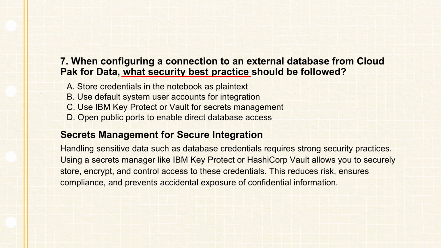Right. A, B, and D are all major security no-nos. Storing passwords in code, using defaults, opening ports. Sounds bad. Terribly bad. The correct answer and the best practice is C. Use a dedicated secrets management tool like IBM Key Protect or HashiCorp Vault. Why is that so important? Because these tools are designed specifically to securely store and manage sensitive information like API keys, passwords, certificates.